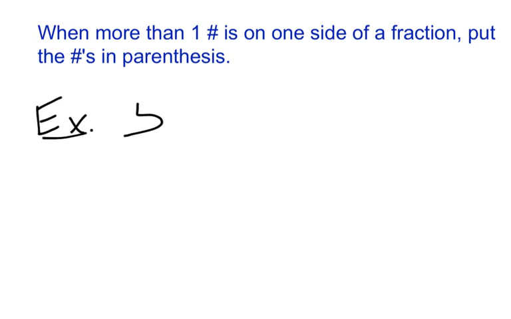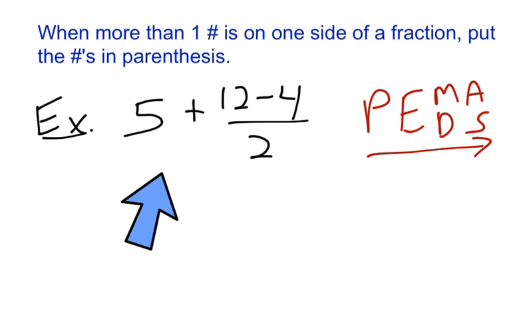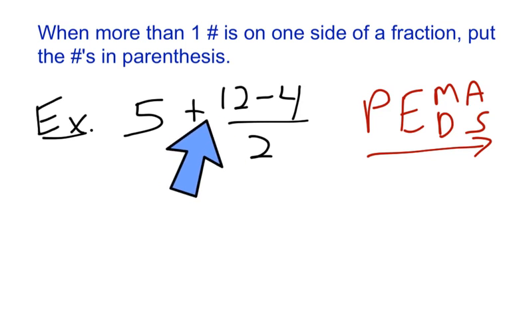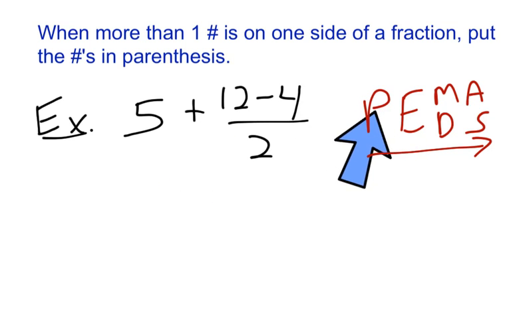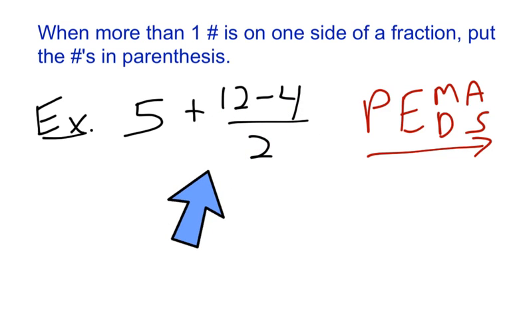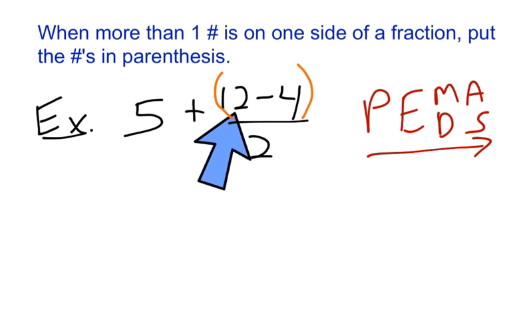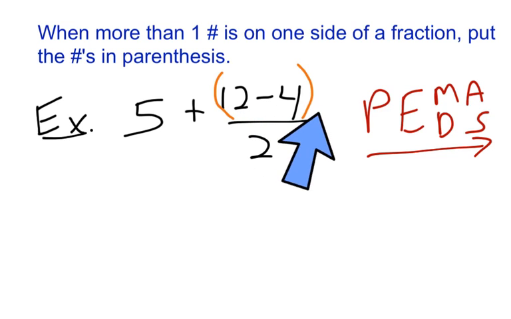So let's say we had 5 plus 12 minus 4 over 2. Well, looking here, we don't have parentheses yet, but what did we just learn? We have more than one thing going on in this fraction. So more than one number is on the top. So we need to add the parentheses there. This will rarely be done for you, so you do need to have this committed to memory. So parentheses around the 12 minus 4.